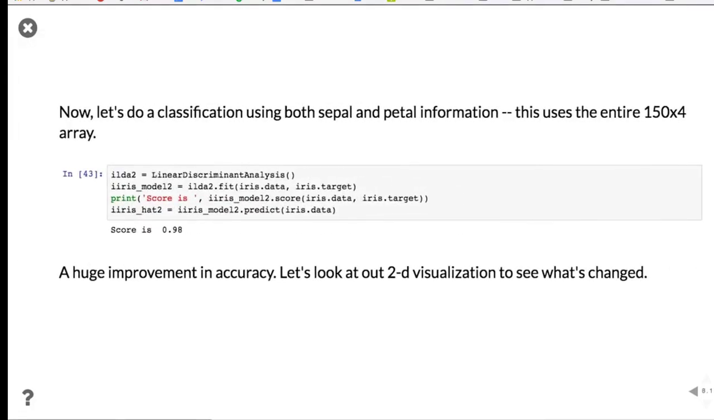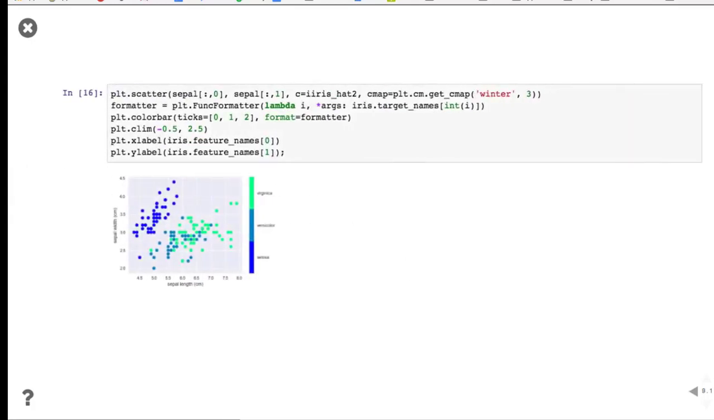So now let's use both the sepal and petal information to do the classification. So now we have twice as many factors, 4 factors for the classification. We now get a score of 0.98. This is a huge improvement. Let's take a look and see visually what's happened.